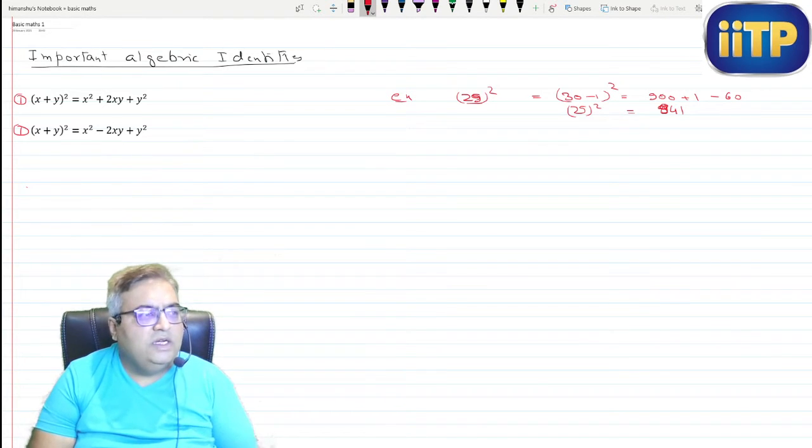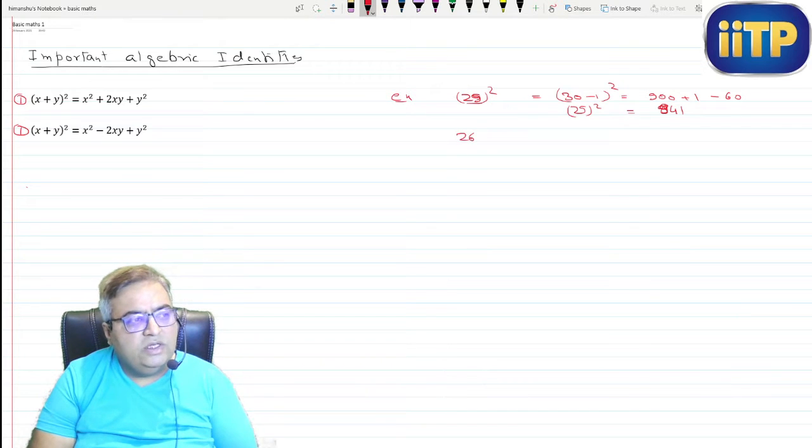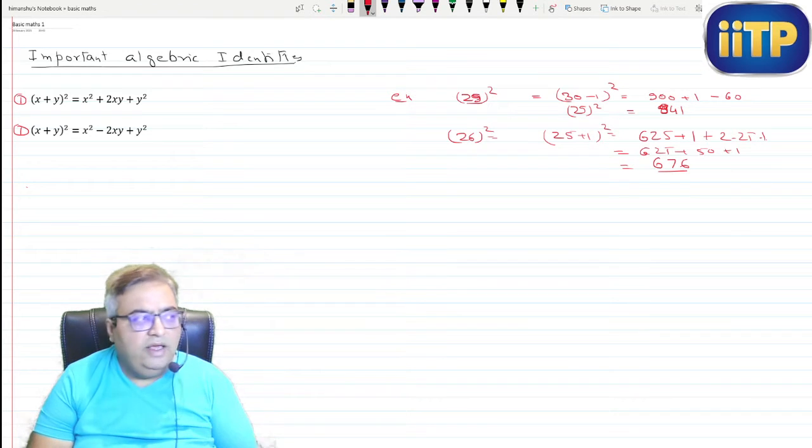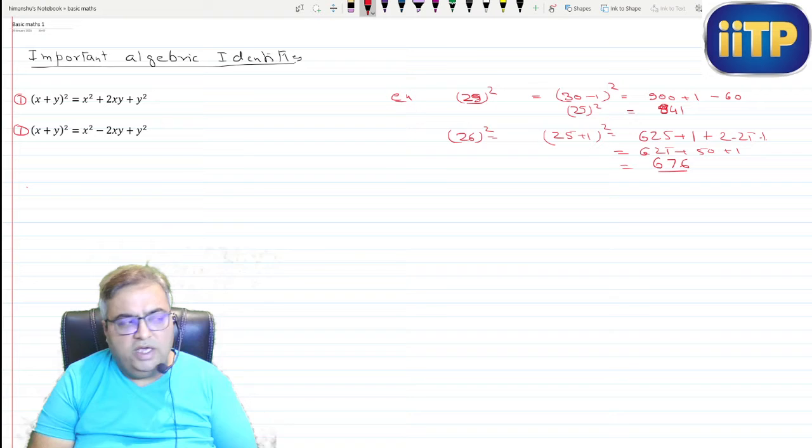So 29 square is equal to 841. In a similar sense, let's say I want 26 square. I can utilize this in calculations also, like 26 can be written as 25 plus 1 whole square. So 25 square is 625, plus 1, plus 2 into 25 into 1. So that will be 625 plus 50 plus 1. That will give you 676. So these types of calculations can be done easily if you train your mind to use these formulas, either in calculations or in factorization, where this is normally used.